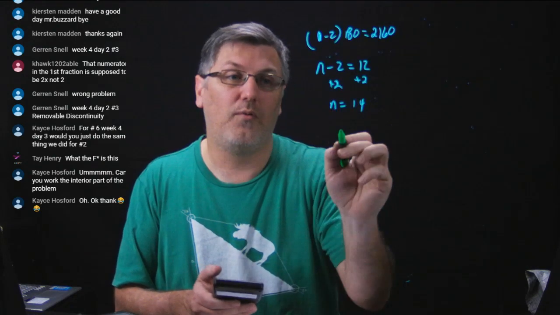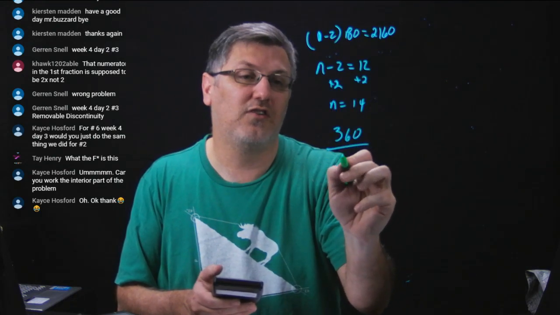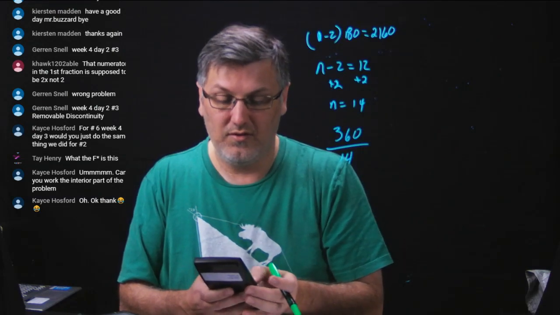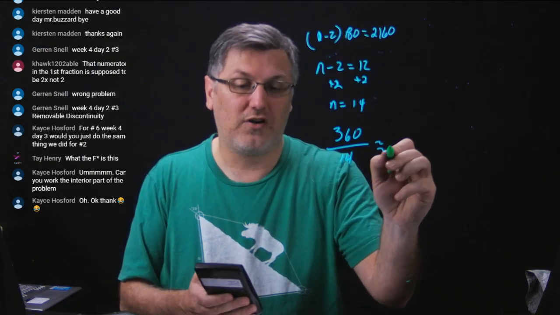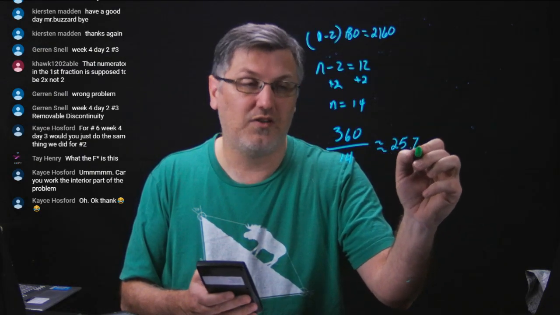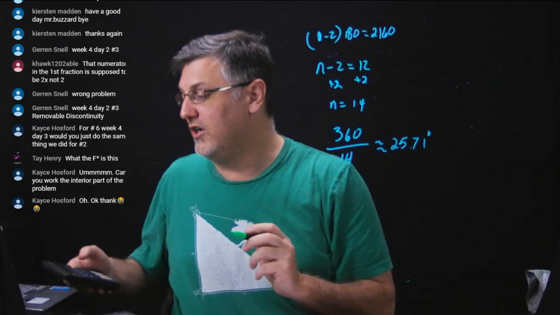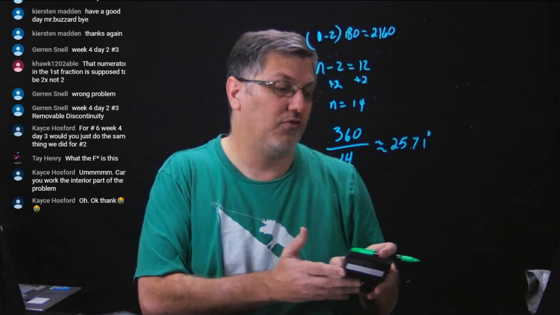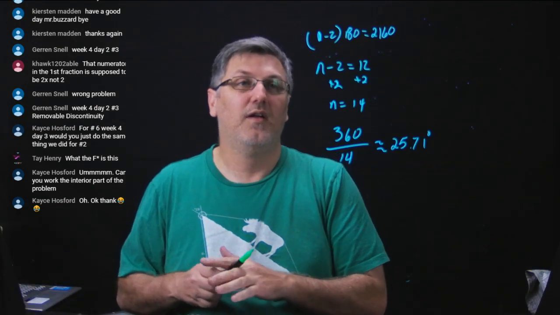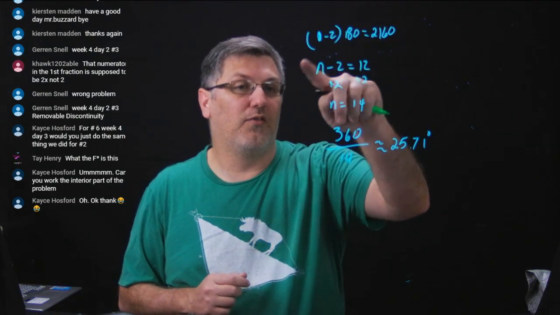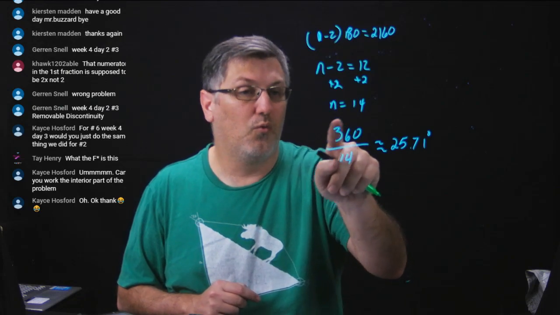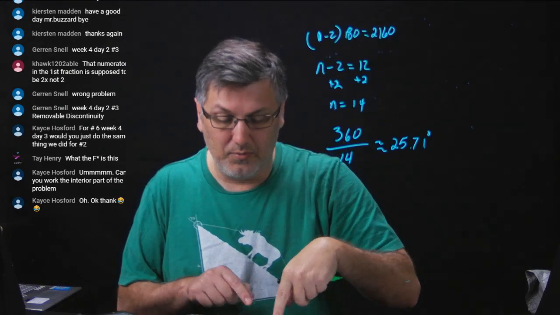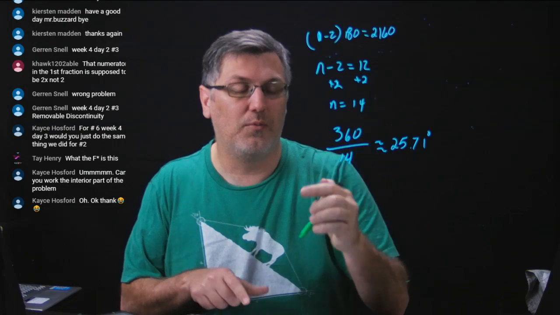The sum of all of my exterior angles is 360, divided by 14. 360 divided by 14 gives me approximately 25.71 degrees. So each exterior angle would be about 25.71 degrees. So the first bit of the problem, and then the very next problem after that, in number 3, so it's a blend of number 2 and number 3 together.